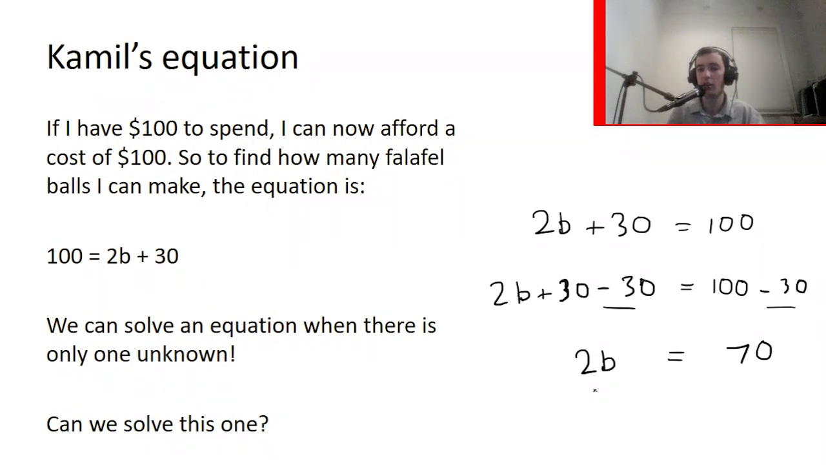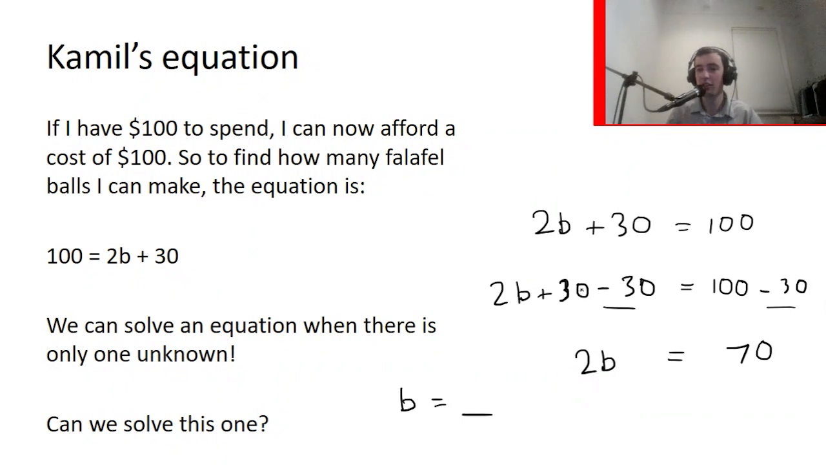So now we've got 2b. Remember, we need to solve it. We need to write b equals something. So what does b equal? Well, the way we're going to do that is, now we've got 2 times b. That means we need to divide it by 2.